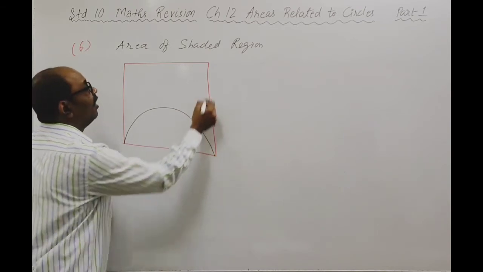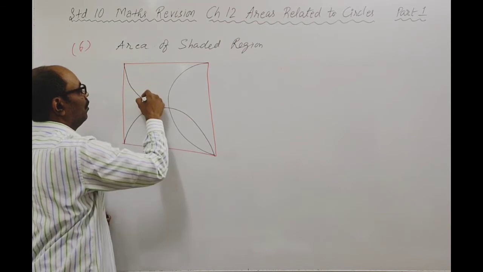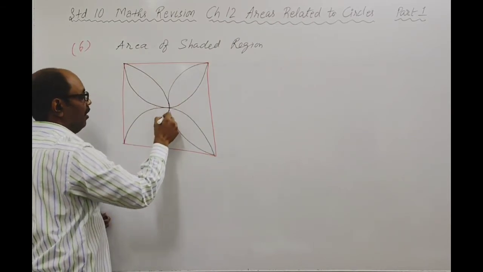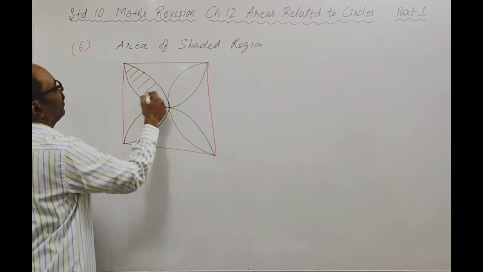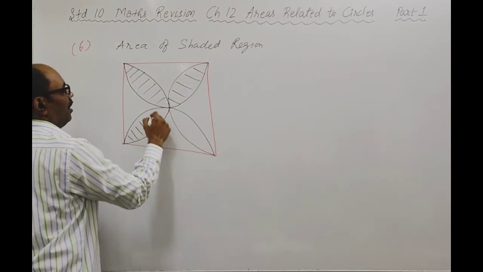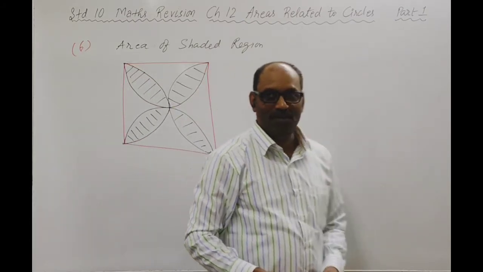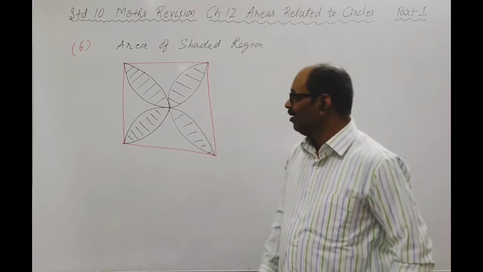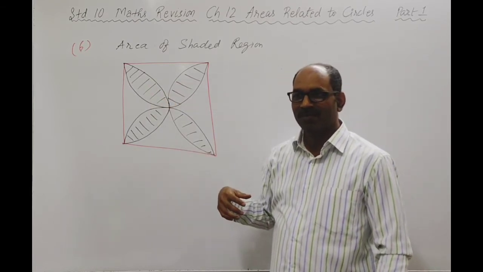1, 2, 3, and 4. Correct? And this part is shaded. Alright? Now, this is not like the normal ones that we saw up till now, because this is not a particular shape.